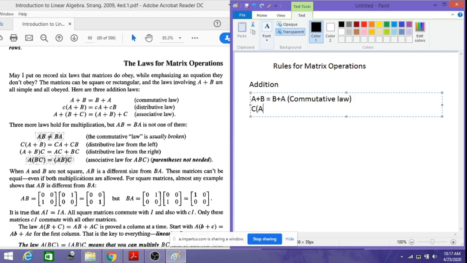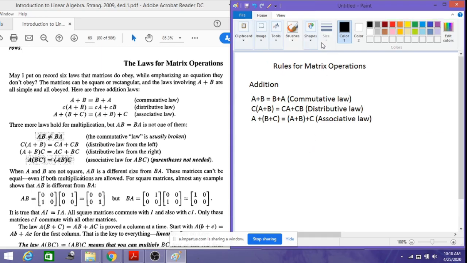Second, if we multiply a scalar value c with an added matrix A plus B, then c into A plus c into B, it is the same. So this satisfies the distributive law. Then A plus B plus C is equal to, first if you add A and then B matrix and then add with C, it is the same. So this satisfies the associative law. So this is about the addition.